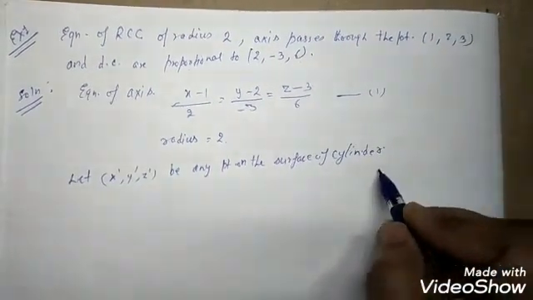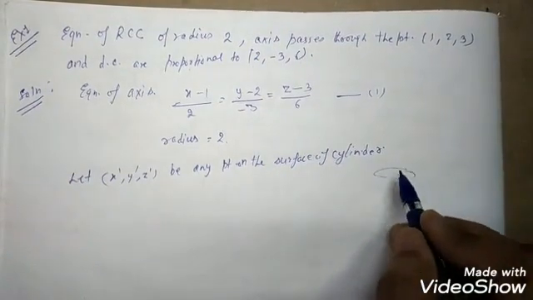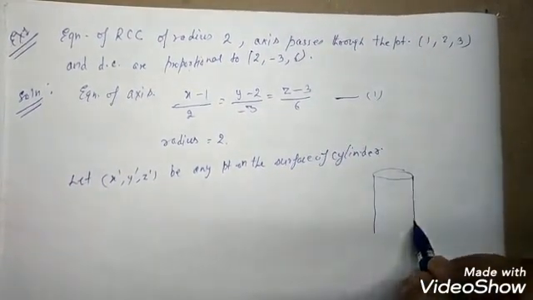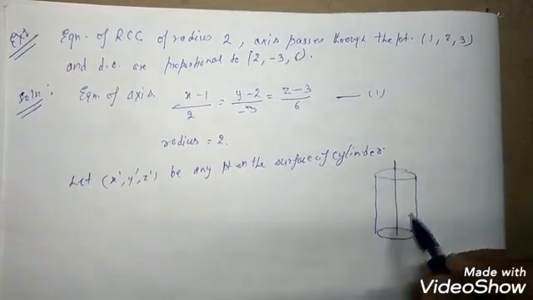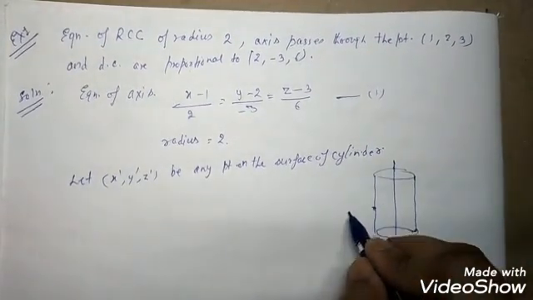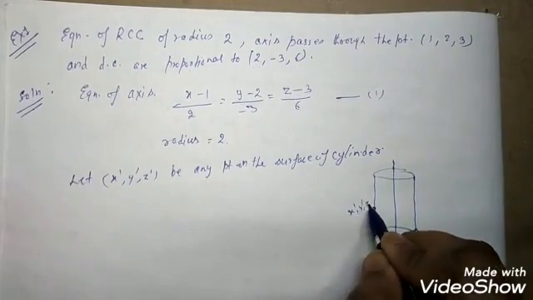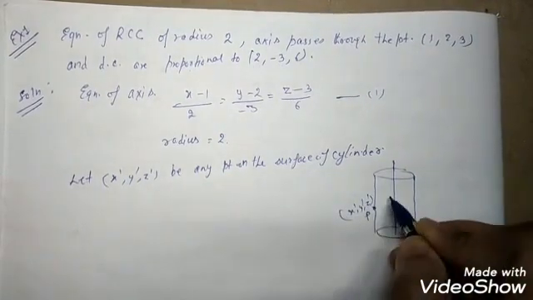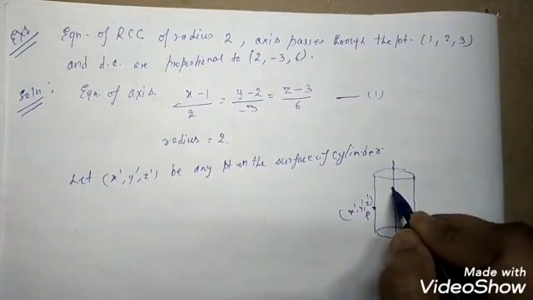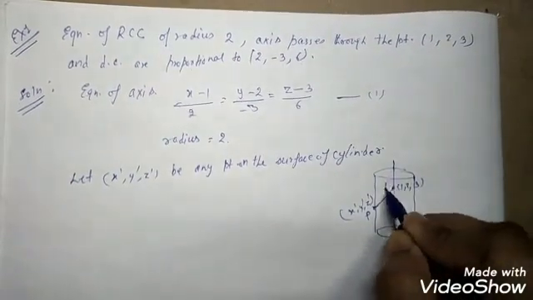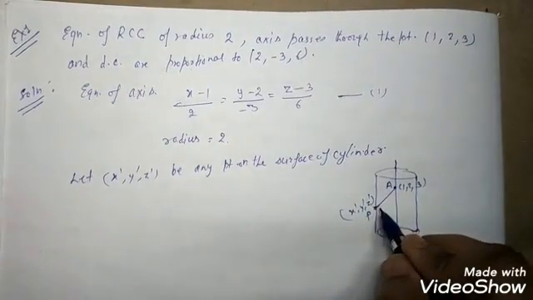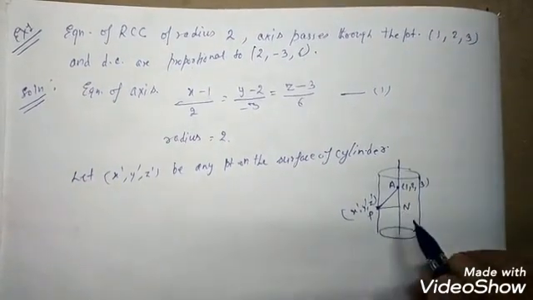Then, as we did in the article, this is a cylinder, this is the axis, this is a point x dash, y dash, z dash, and let the given point be A(1, 2, 3), and we draw a perpendicular on the axis, that is N.